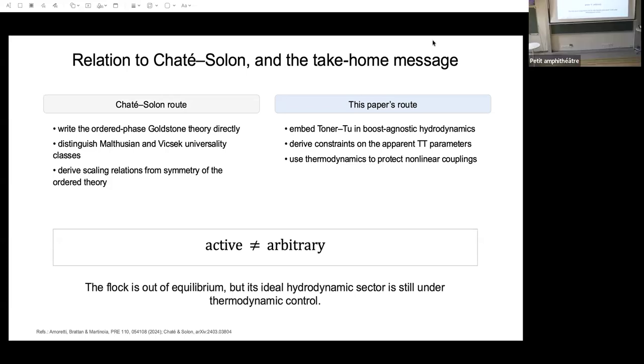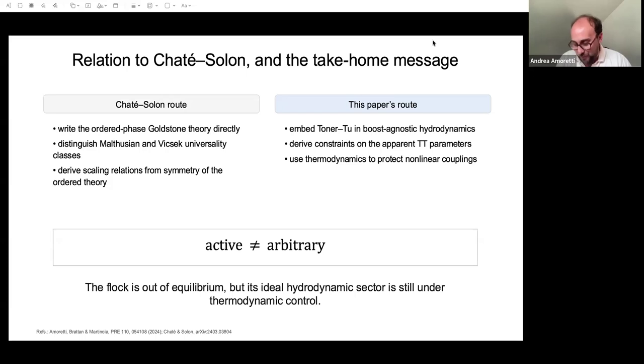So conceptually, you disagree with them. With Toner and Tu, yes. And also with Châtain and Solon, because they apparently formulate the theory in terms of spontaneous symmetry breaking, and you're saying that you don't need to do that. No, I mean, wait. And you're telling me that in your description, there's no spontaneous symmetry breaking, and in theirs, there is. No, wait. No, I'm not telling you that.